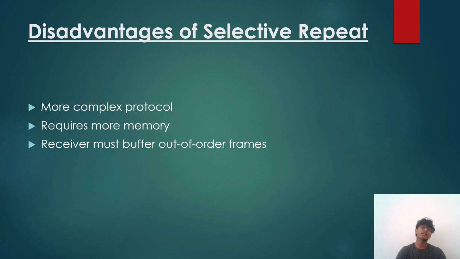Now the disadvantage of Selective Repeat is that it's not simple to implement. It has a more complex protocol. It requires more memory, and the receiver must buffer out of order frames.